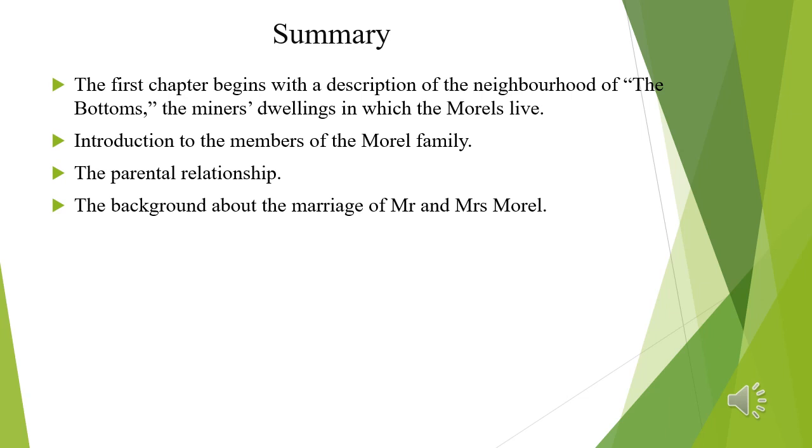The first chapter begins with a description of the neighborhood of the Bottoms, the miners' dwellings in which the Morels live. We get a small amount of description of Mrs. Morel and learn that her husband is a miner. At this point in the story, the Morel family consists of Mr. Morel and Mrs. Morel, excepting her third child, William, age 7, and Annie, age 5. The first action of the novel begins 3 weeks after the Morels have moved into their new home.